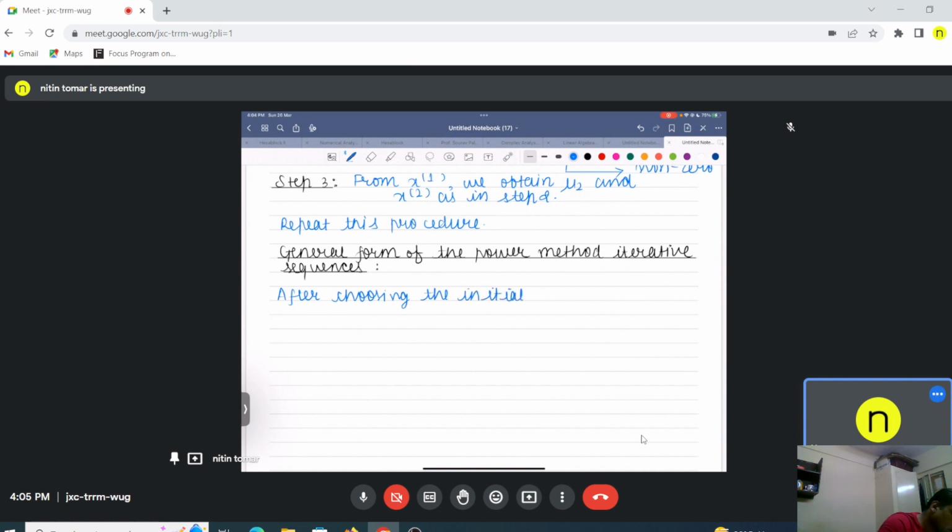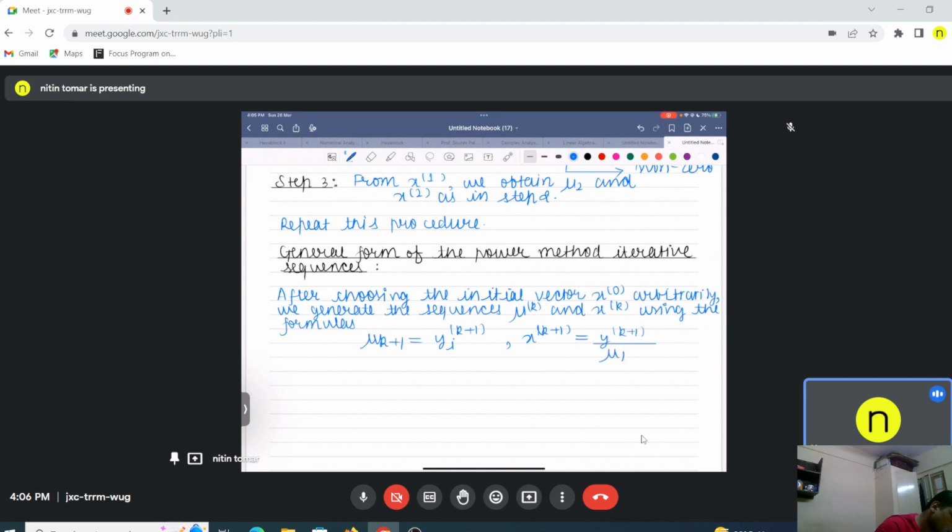So after choosing the initial vector x naught arbitrarily, we generate the sequences mu k and x power k using these formulas, the formulas mu k plus 1 as this, and x k plus 1 will be generated by this, and you'll have this.